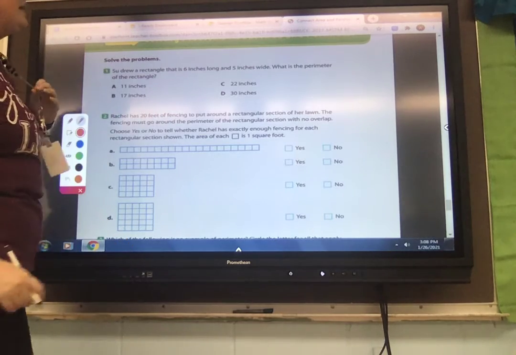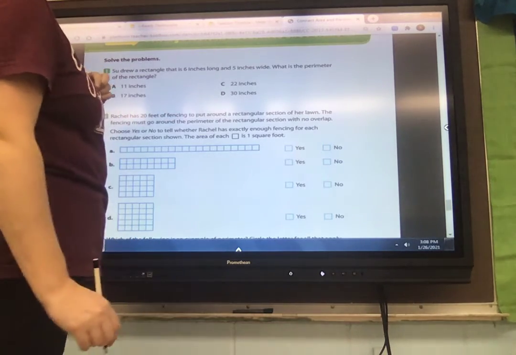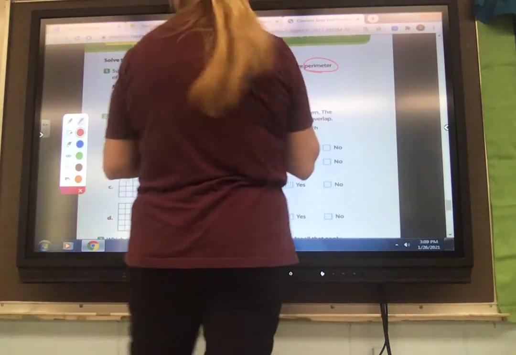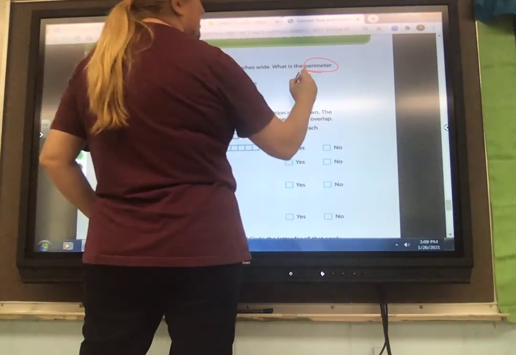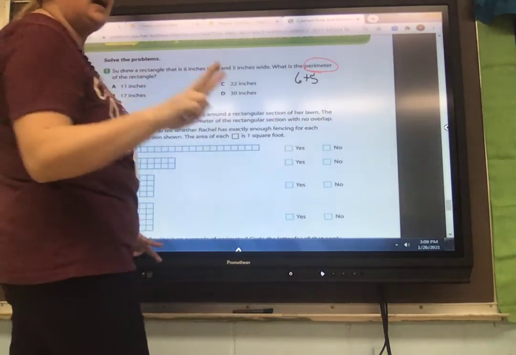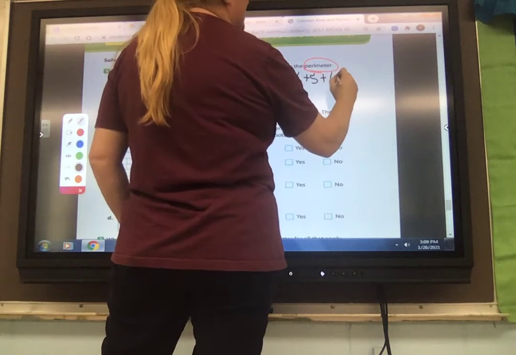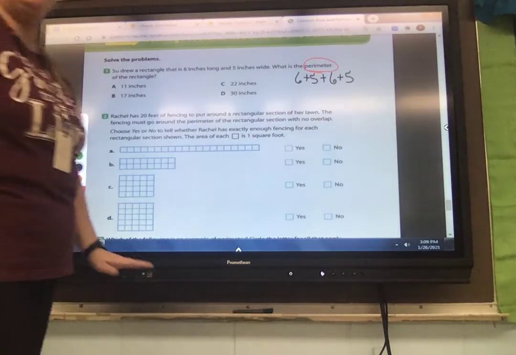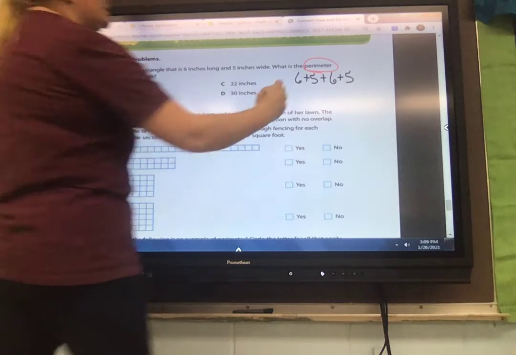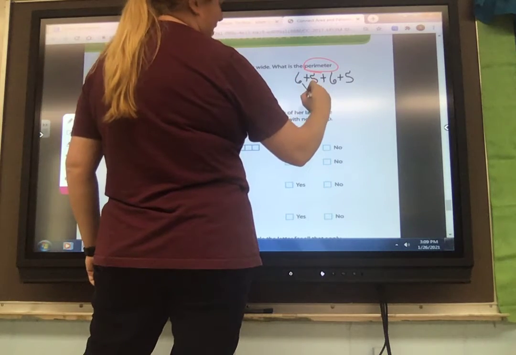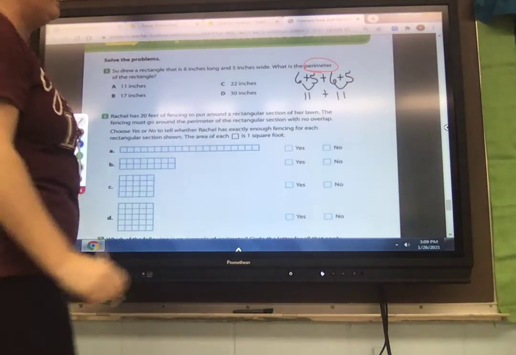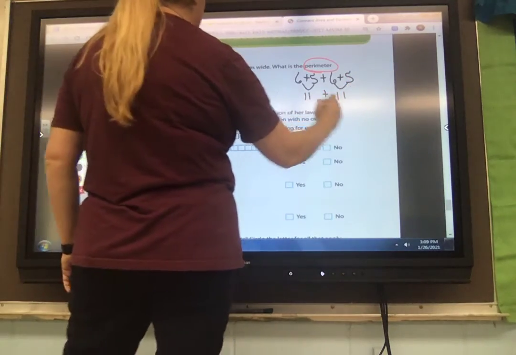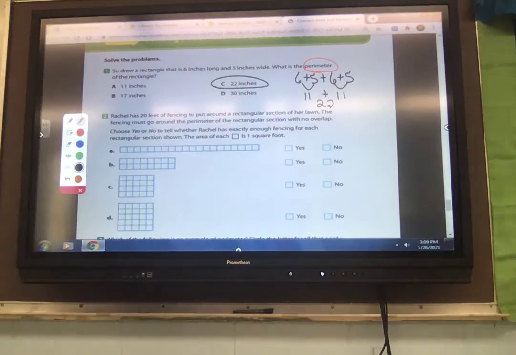Sue drew a rectangle that is 6 inches long and 5 inches wide. What is the, I'm going to circle perimeter, which means I'm adding. So 6 plus 5 is only 2 sides of the rectangle. Rectangles have 4 sides, so I have to do those two numbers twice. 6 plus 5 is 11. And then another 6 plus 5 is another 11. And 2 11s make 22. So you should have chose C, 22 inches.